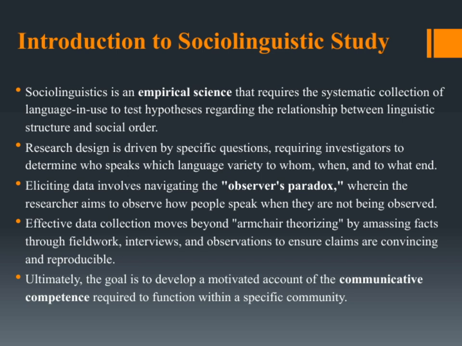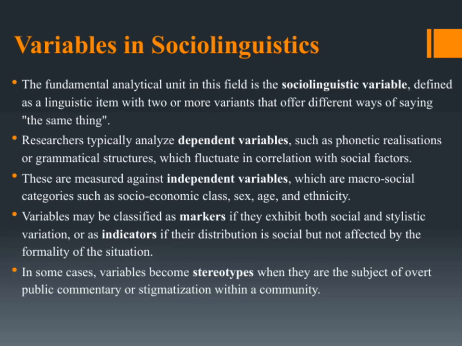Ultimately, our aim is to develop a well-grounded understanding of the communicative skills, what we call communicative competence, that people need to function effectively within their specific communities. All of this ties back to the broader theme of understanding language as a social tool, shaped by and shaping social structures. So, the fundamental unit we look at in sociolinguistics is called a sociolinguistic variable.